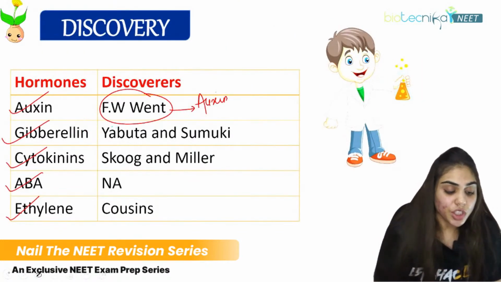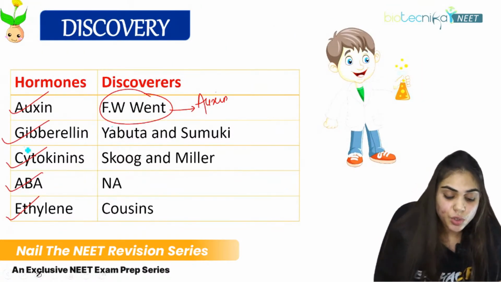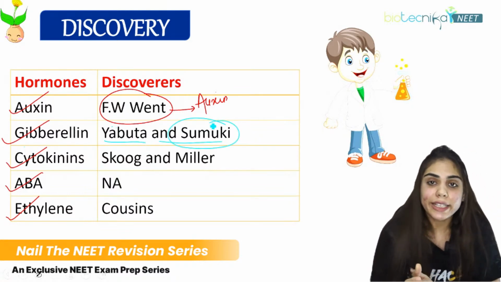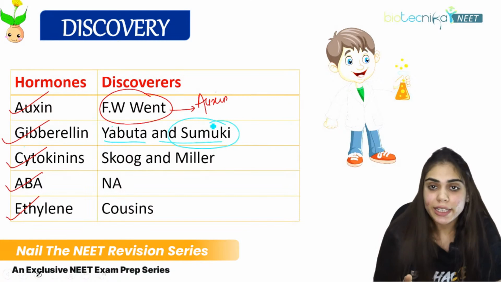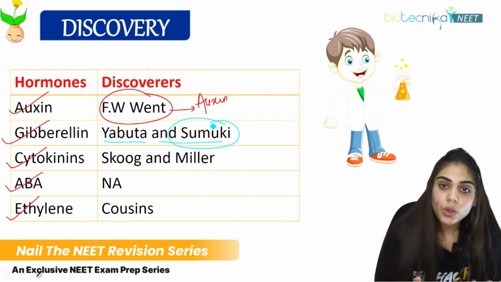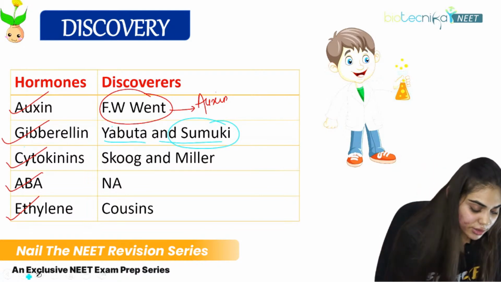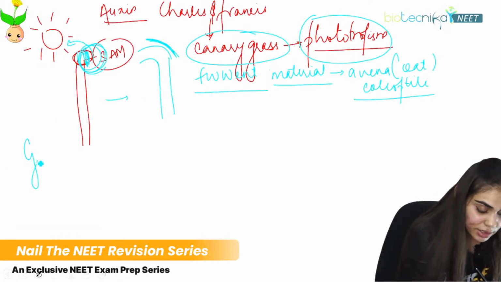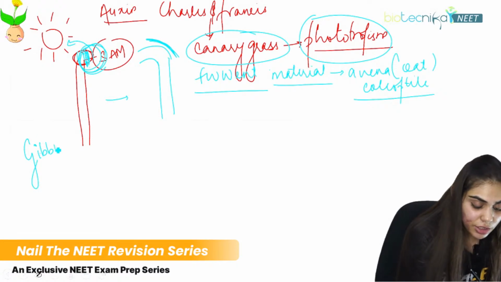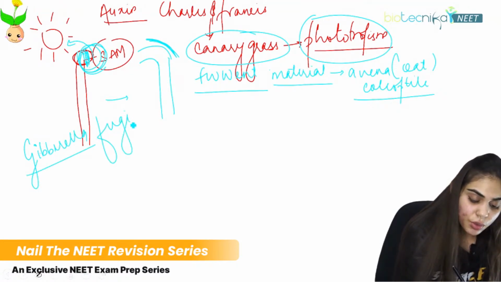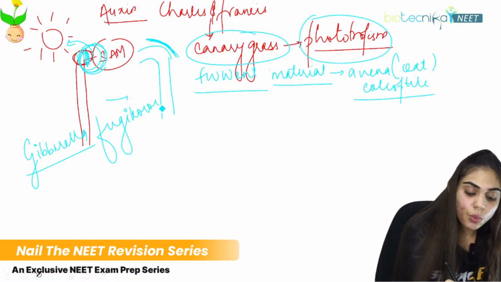So now coming to Gibberellin. The credit goes to Yabuta and Sumiki because they are the ones who isolated the gibberellin, or gibberellic acid. This is an acidic compound, isolated from a fungus. And the fungus used for the production of gibberellic acid is called Gibberella fujikuroi. This fungus is known to be in association with the rice seedling.